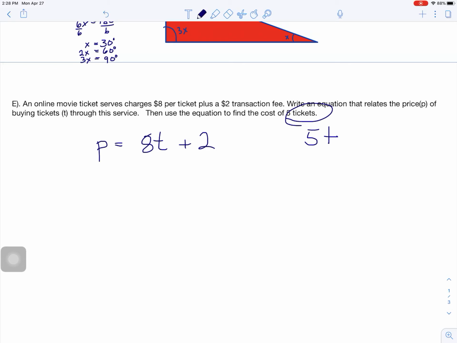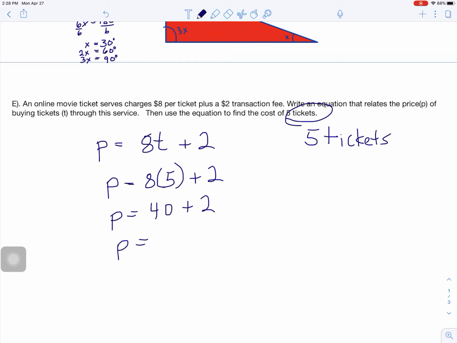So we're going to change our formula. So we have P equals 8 times 5 tickets plus 2. So that's 8 times 5 equals 40 plus 2. Our price is going to be $42 in total. So there is your practice set taken care of, grade 7.